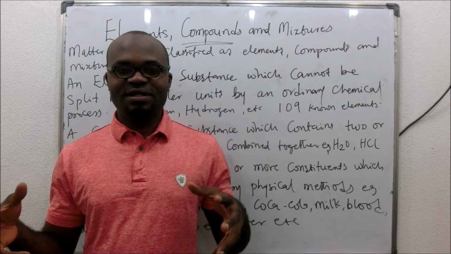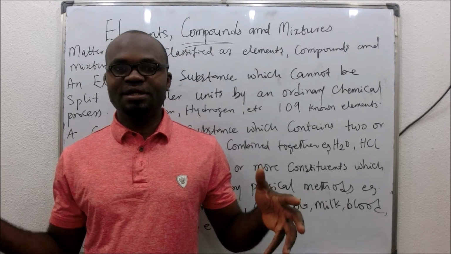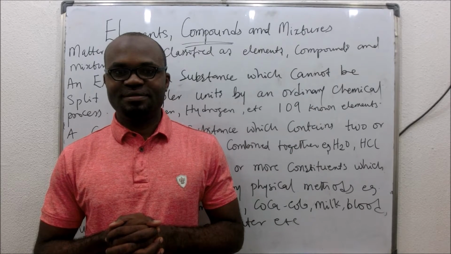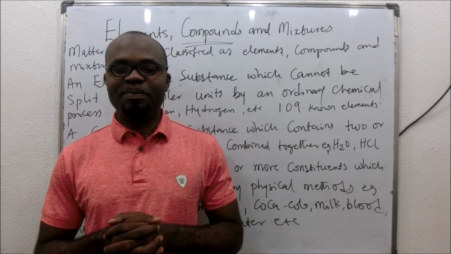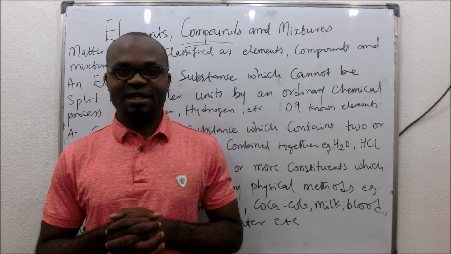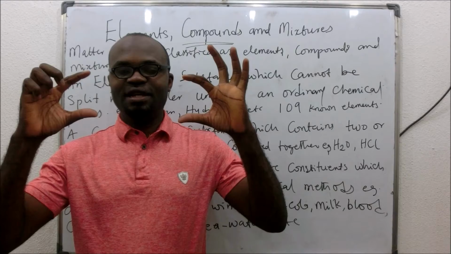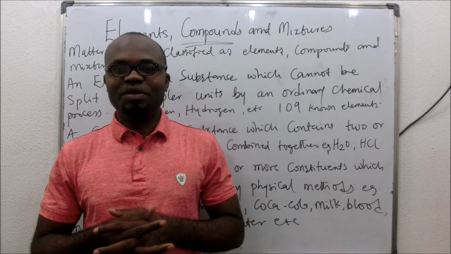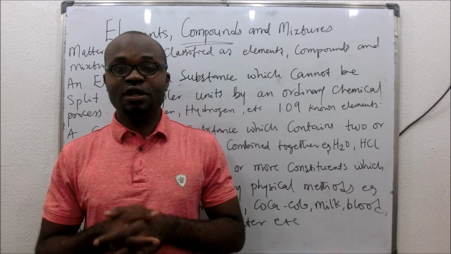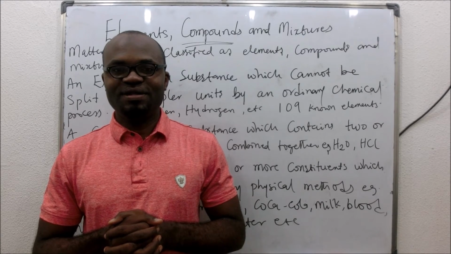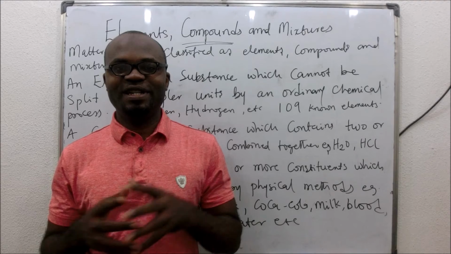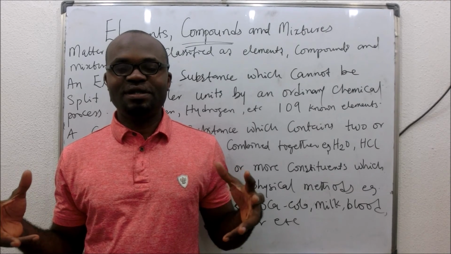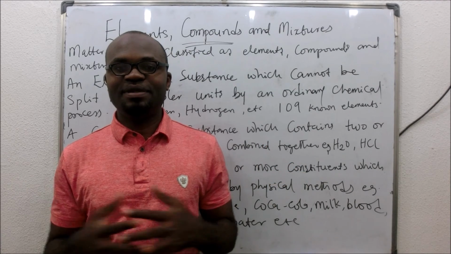Compounds consist of two or more elements chemically bound together. An example of a compound is water, consisting of two elements, hydrogen and oxygen. Another example of a compound is hydrogen chloride, HCl, consisting of hydrogen and chlorine. A mixture consists of many substances that can be separated.